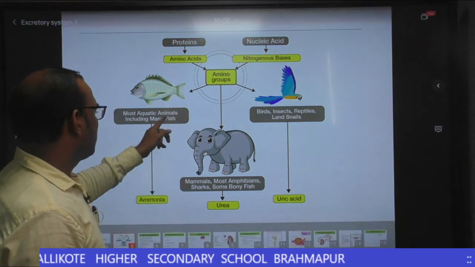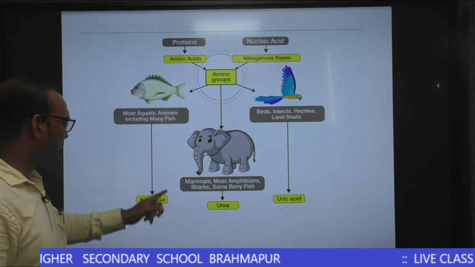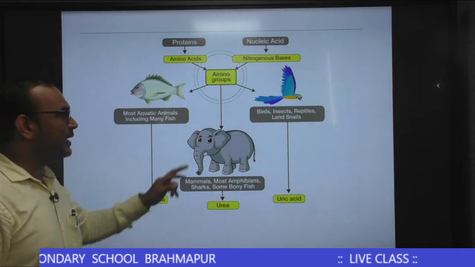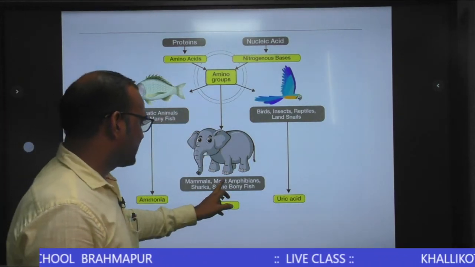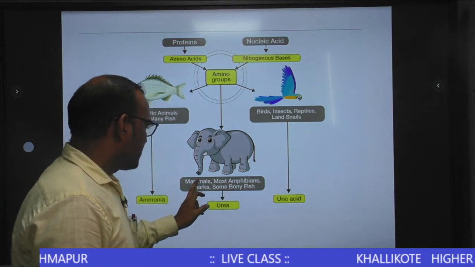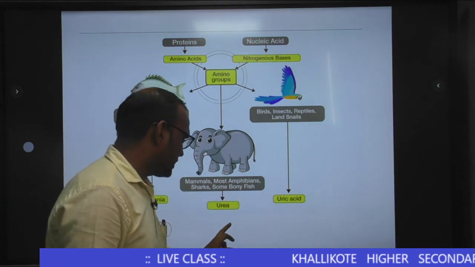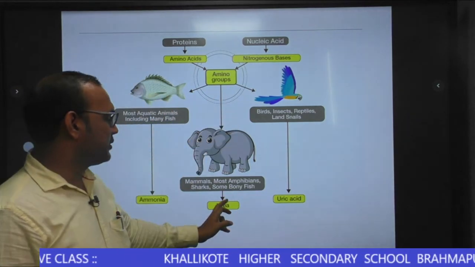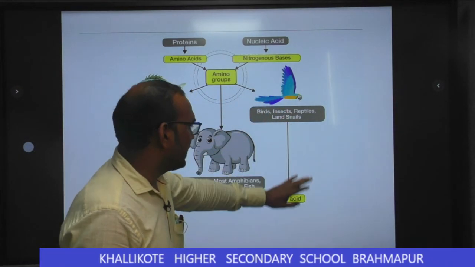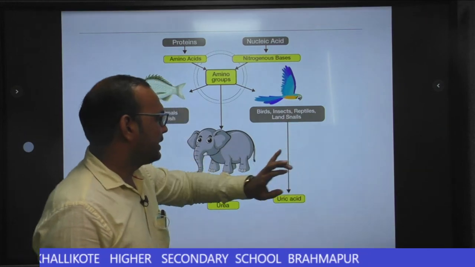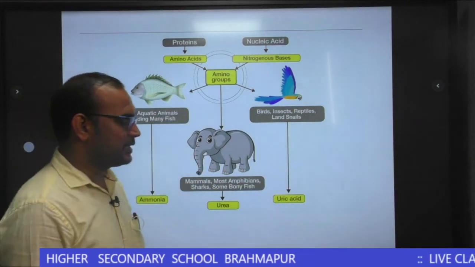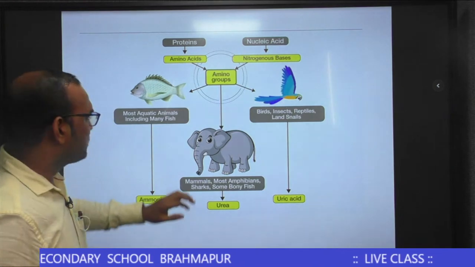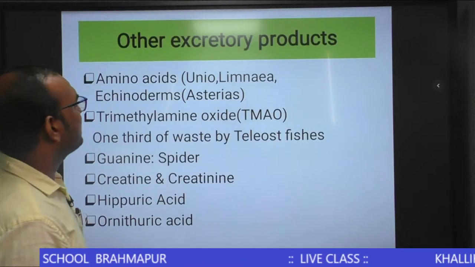In fish, most aquatic animals, including many fish, release ammonia directly. Here you see mammals, most amphibians, sharks, some bony fishes, they release urea. And in birds, insects, reptiles and land snails, you see uric acid. Okay, so this way we have learned about it.